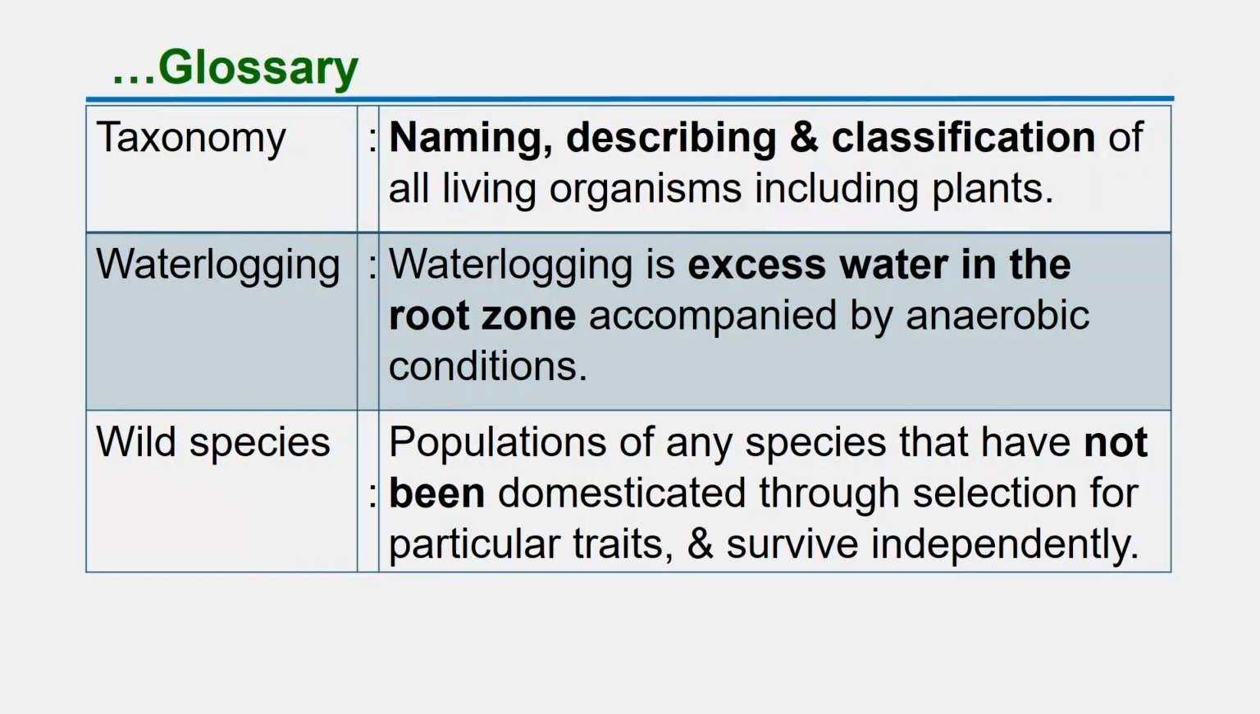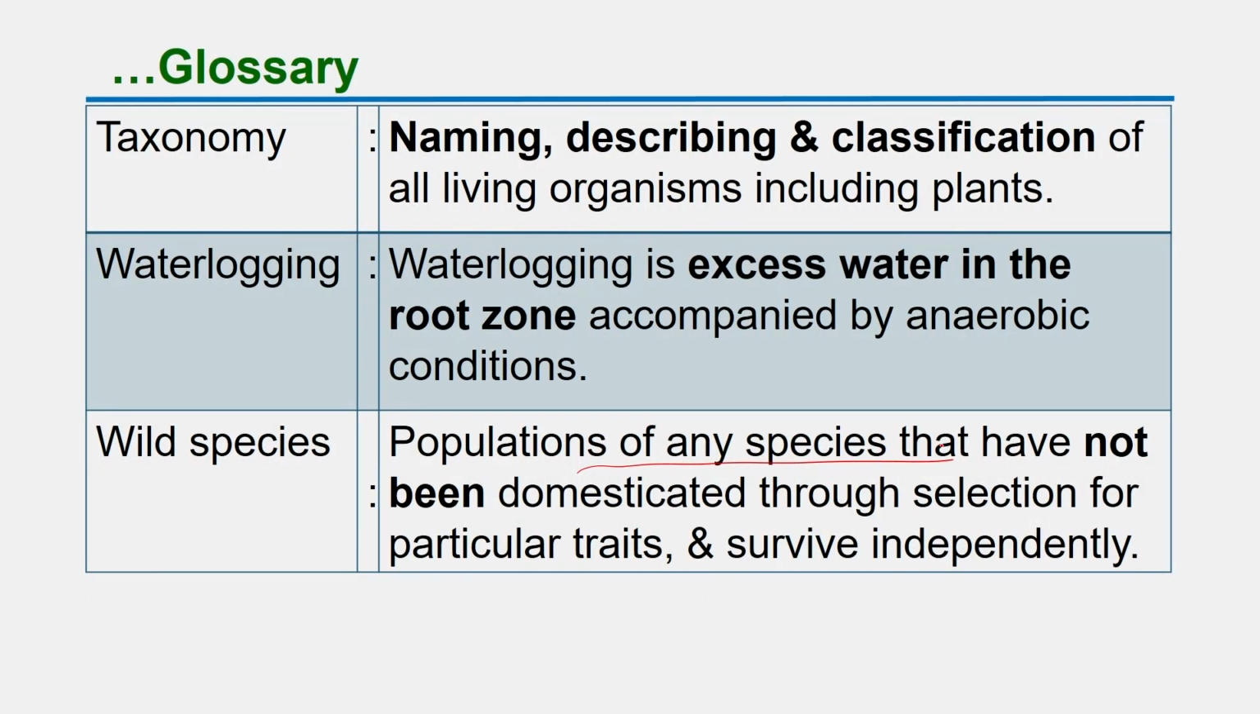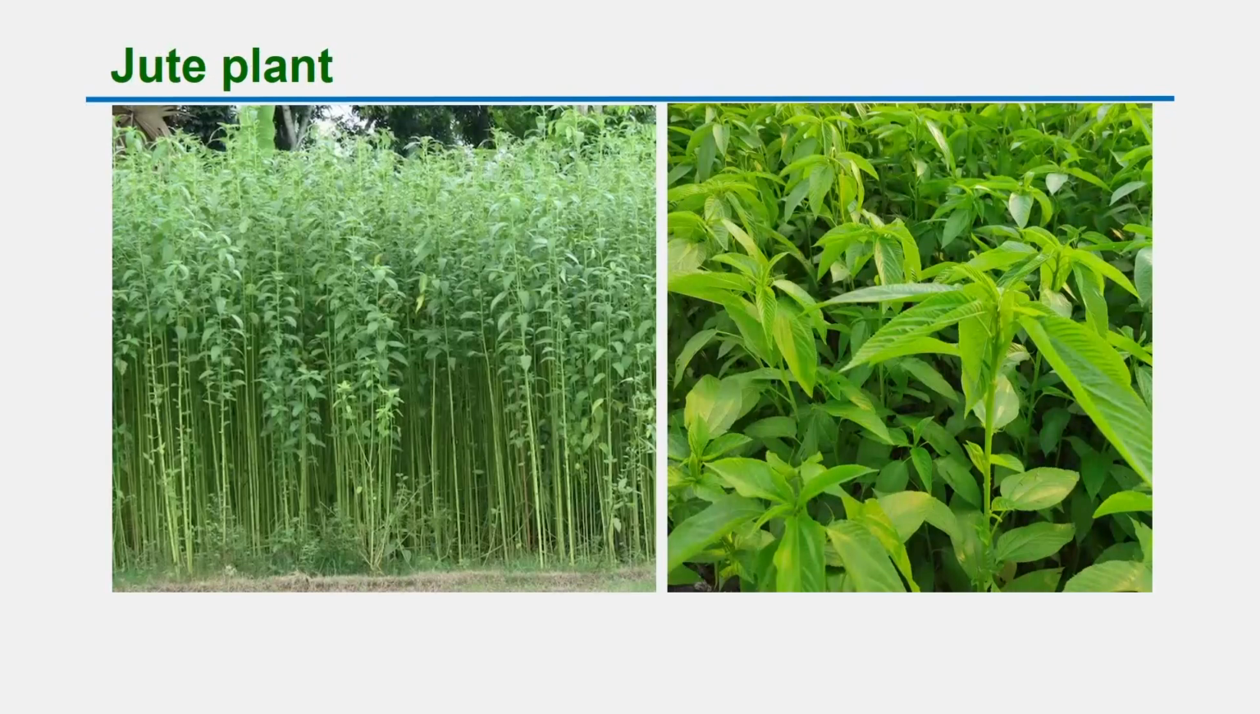Taxonomy means naming, describing and classification of all living organisms including plants. That is your taxonomy, or simply you call it classification of plants. Waterlogging: excess water in the root zone accompanied by anaerobic conditions. Wild species: population of any species that have not been domesticated through selection for particular traits and survive independently. That is wild species. Now you can check how a jute plant looks.